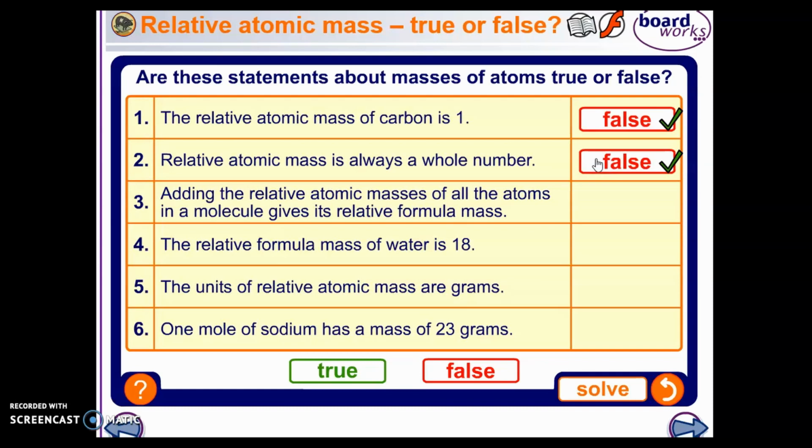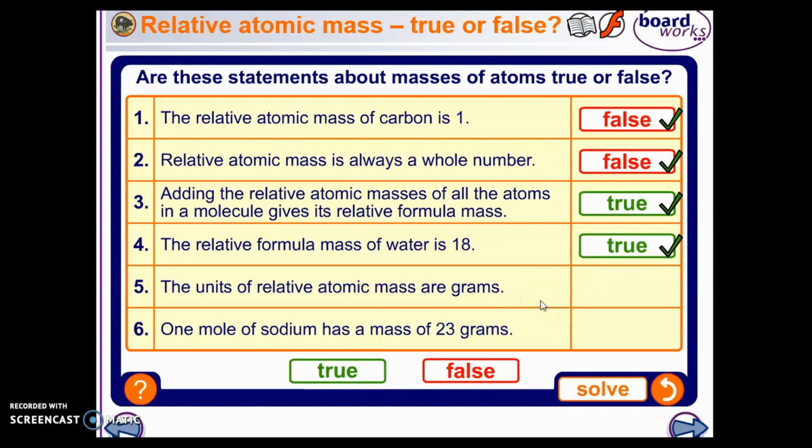Adding the relative atomic masses of all the atoms in a molecule gives its relative formula mass. Yes, it's true. The relative formula mass of water is 18. Water's molecular formula is H2O. So 1 hydrogen atom has relative atomic mass of 1. Therefore, in water, you have 2 atoms of hydrogen. Therefore, the relative formula mass of water is 2 plus 16. Therefore, the answer is 18. So, this statement is true.